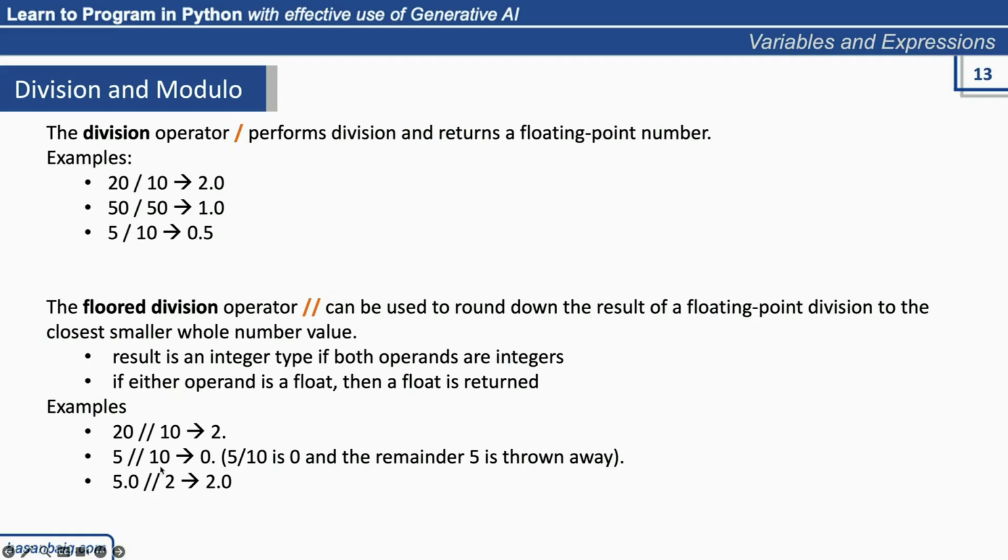Next, 5 divided by 10 should be 0.5 if you perform the simple division. If you are performing floor division, it will drop the decimal part, which is 0.5, so the output will be 0. Here 5 floor divided by 2, the output should be 2.5, but we are floor dividing it, so the 0.5 part will be dropped. But here it is appending .0. Why? Because one of the operands has a floating point value. If any one of the two operands has a floating point value, the output will also be floating point, but it does not mean that it will contain 2.5. It will still be 2.0.